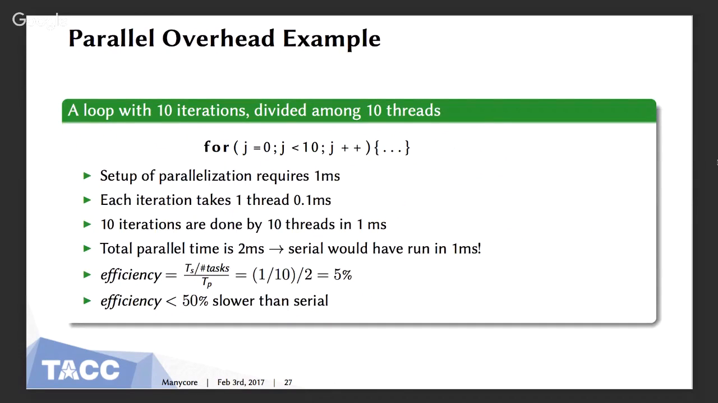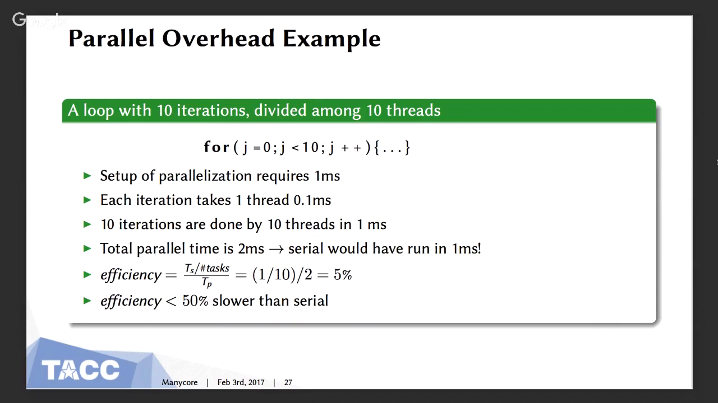Here's a very simple example of parallel overhead. Let's say we've got a loop, 10 iterations, and we divided it amongst 10 threads, great. The setup for the parallelization, and maybe the teardown too, requires a millisecond. Each iteration takes 1 thread 0.1 milliseconds, let's say. So 10 iterations are done by 10 threads in 1 millisecond. The total parallel time that this took, though, is 2 milliseconds, whereas if I had just run it serial, it would have been done in 1 millisecond.